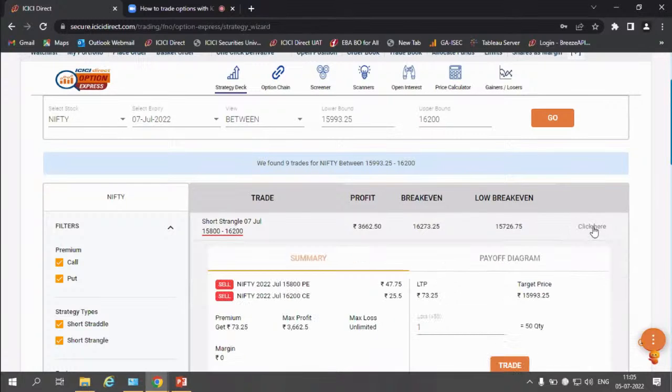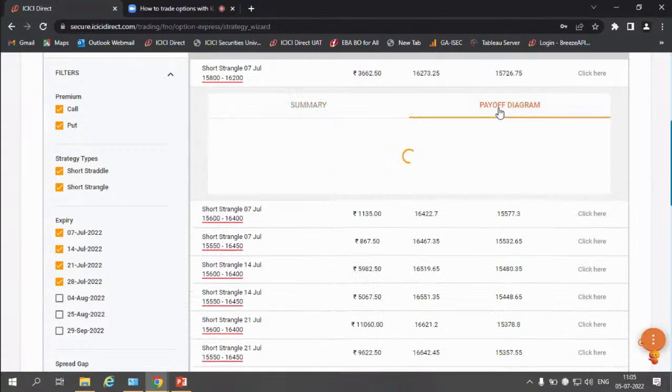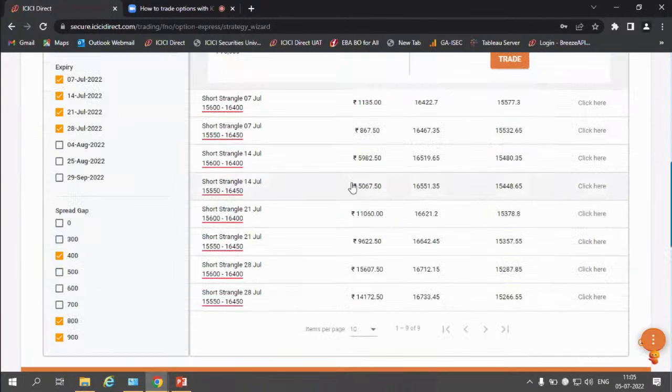And then you can simply click over here, and you can see what you are selling. 15,800 put is what you are selling, and 16,200 call is what you are selling. Then click on the payoff diagram and you'll be able to see the payoff chart for that, and then you can simply trade it directly from here.